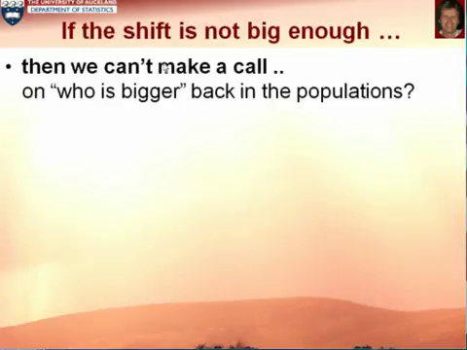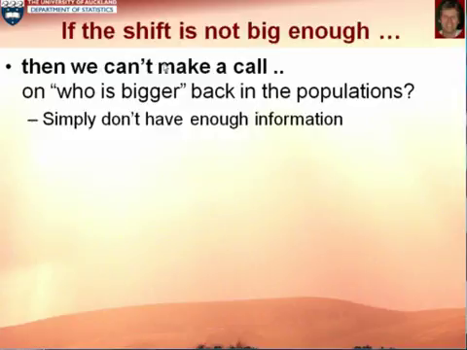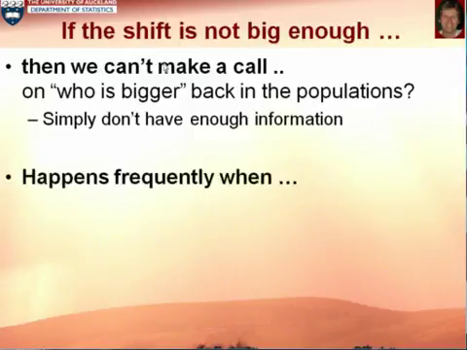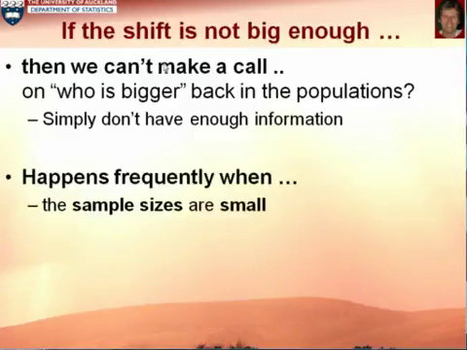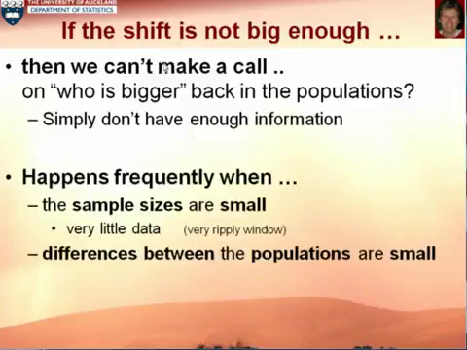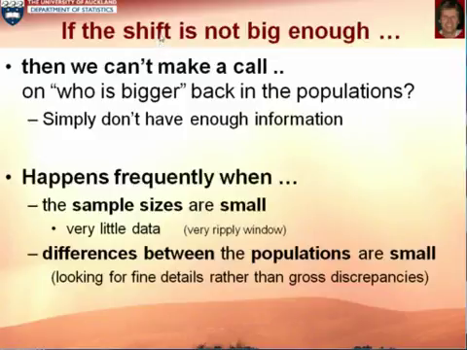Okay, if the shift isn't big enough, then we can't make a call on who's bigger back in the populations. We simply don't have enough information. And that sort of thing happens frequently, either when the sample sizes are small, which means we have very little data, or a very ripply window, lots of distortions. It also happens when the differences between the populations are small. And what's going on there? We're looking for fine details rather than gross discrepancies. You can't see them through ripply glass.